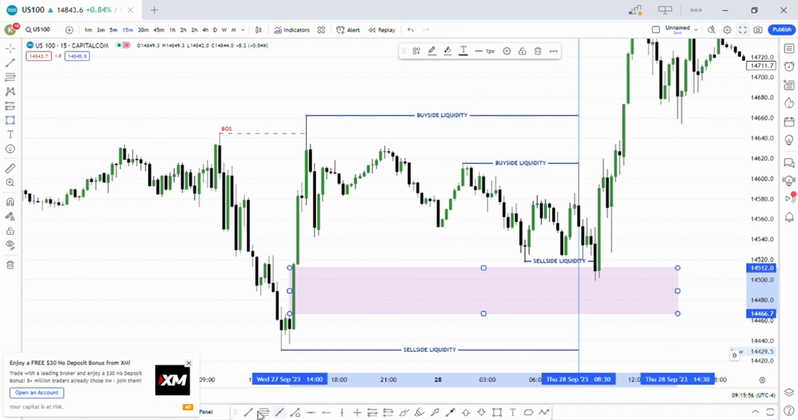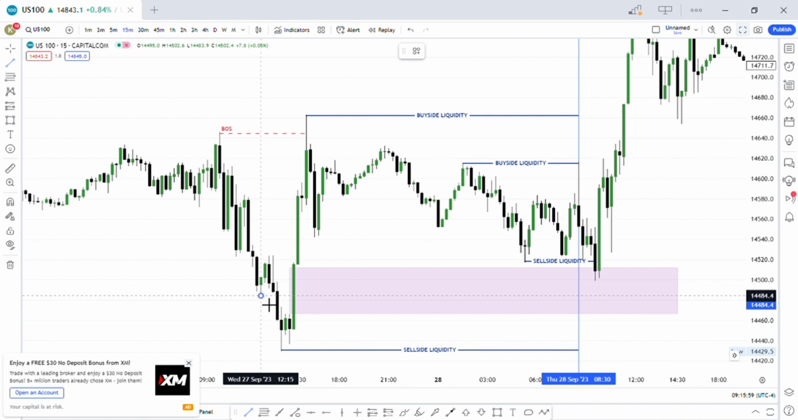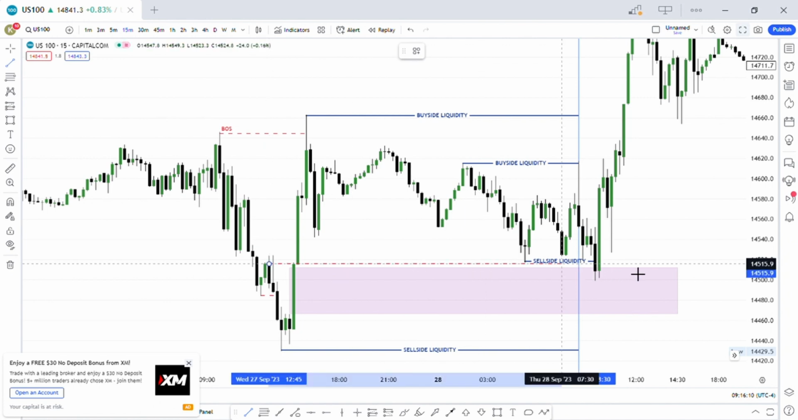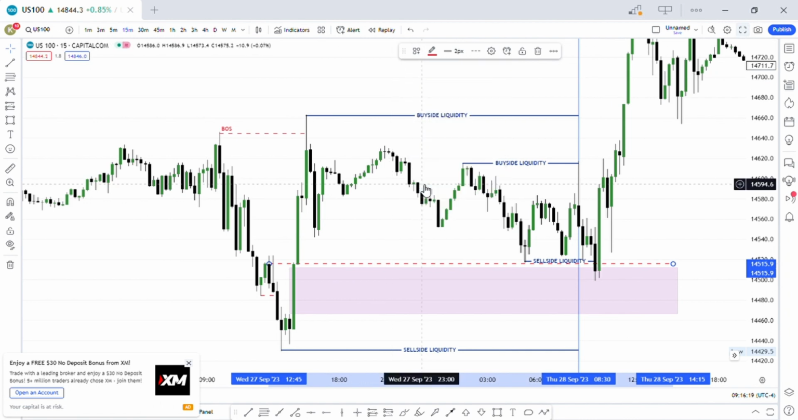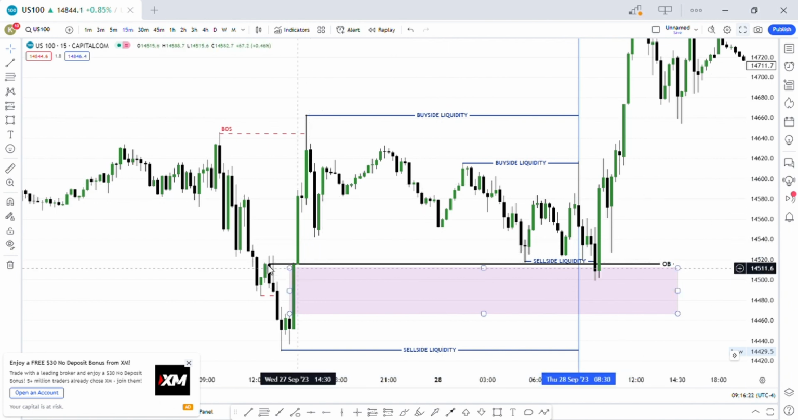And because of this break of structure here, we have an order block. This is our order block. An order block is a series of candles. We have our order block here. These series of candles are all considered order blocks because it's from here to here. We have down candles which are responsible for the break of this low. Right now we are confident the market is going bullish.